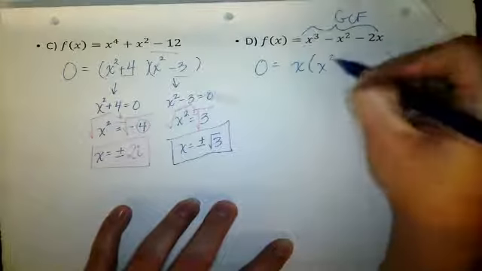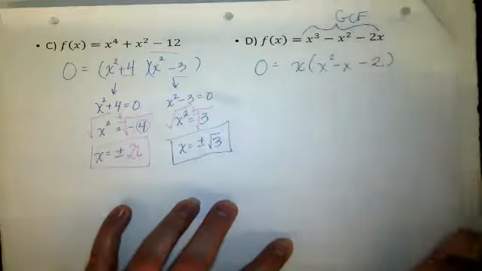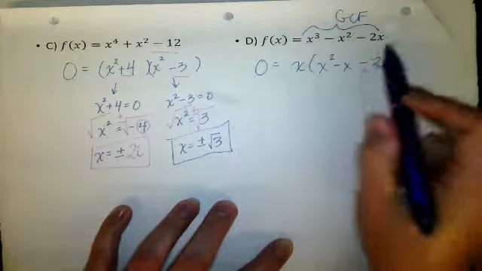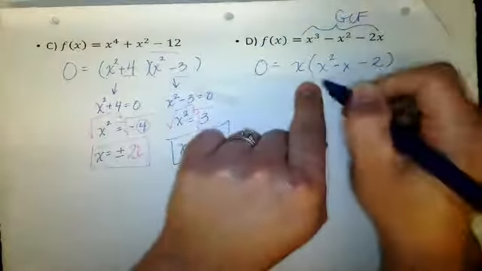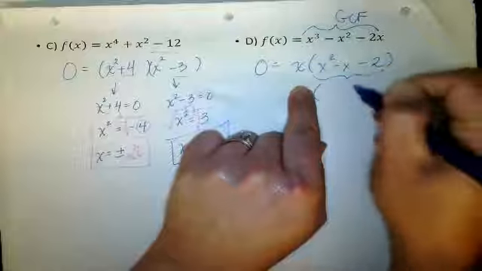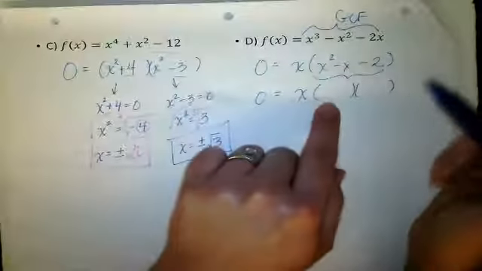x squared minus x minus 2. Very good. So I took out an x from each term. That lowered all those powers. But now I still have a trinomial here, so I'm going to try to factor that. I'm going to see if I can.